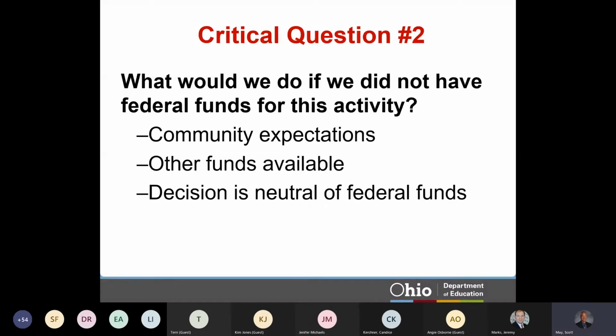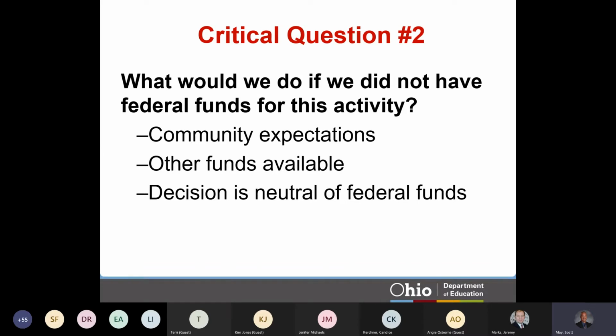The second critical question is: what would we do if we did not have the federal funds for this activity? Stakeholders have to be involved in the funding. This is within your community, outside agencies, etc., or other funds or local, state, federal grants. Your decisions need to be neutral for equity. Would we do this activity or program if we did not have federal funds?